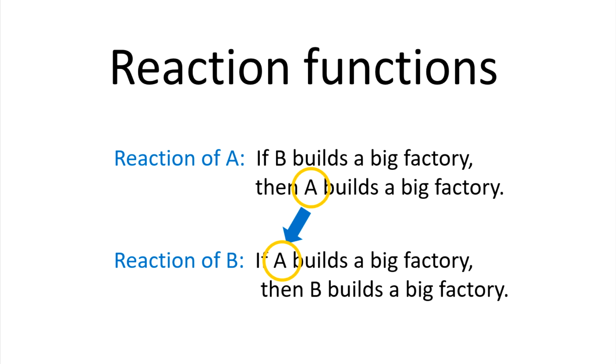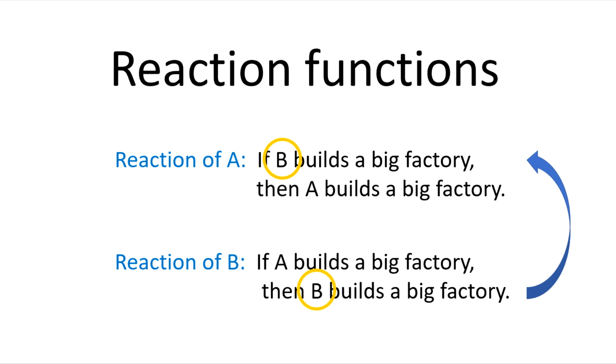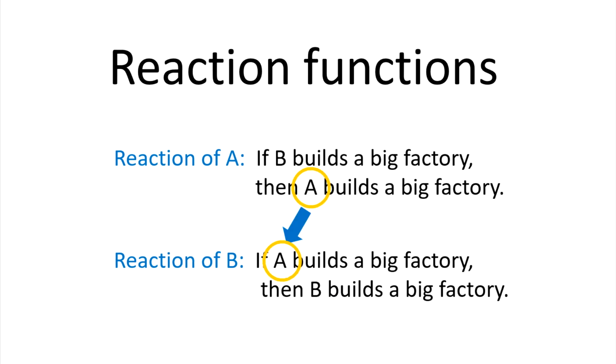If you think about A, if A builds a big factory, then B builds a big factory, and if B builds a big factory, then A builds a big factory. Therefore, for the reaction function of A, if B builds a big factory, then A builds a big factory, and if A builds a big factory in the reaction function of B, then B will build a big factory. So you see the linkages between the reaction function of A and the reaction function of B.